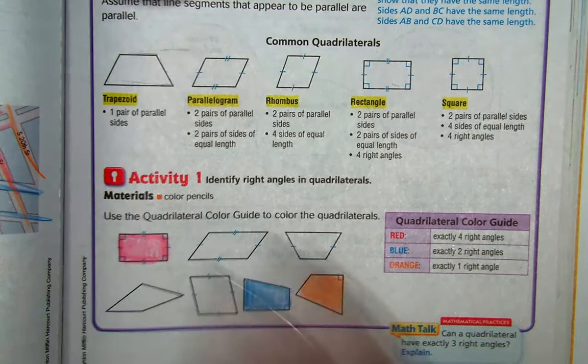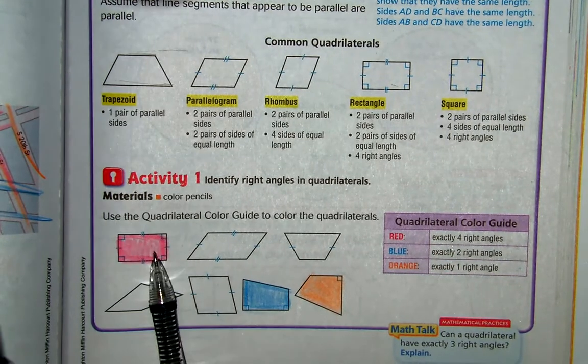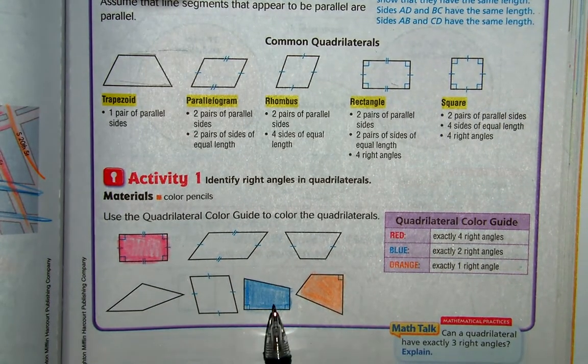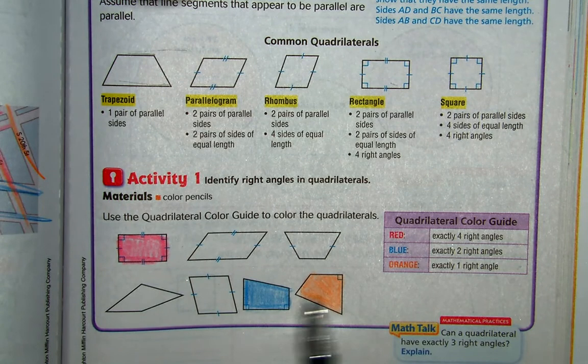Okay, so you have one red one that has exactly four right angles, one blue one that has exactly two right angles, and one orange one that has exactly one right angle.